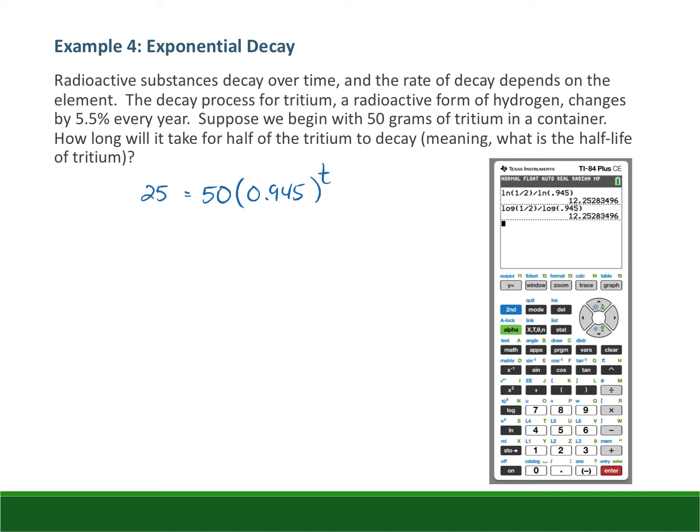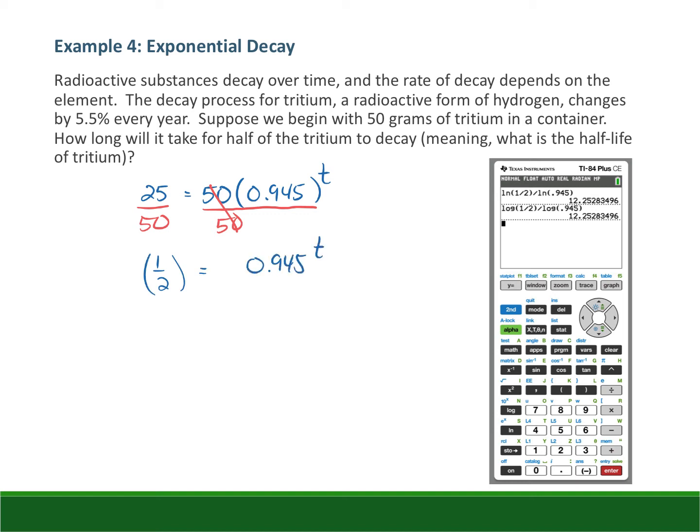So let's use some algebra here to solve. So I'm going to divide both sides by 50. And then on the left-hand side here, hopefully you'll see that 25 divided by 50 is a half. So this is what it should look like when we're looking at half-lives of radioactive substances.